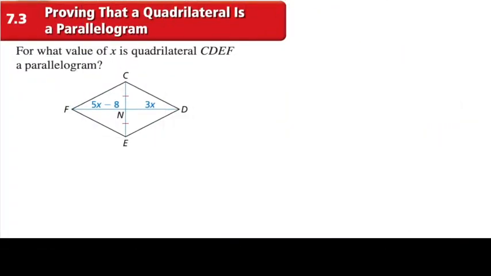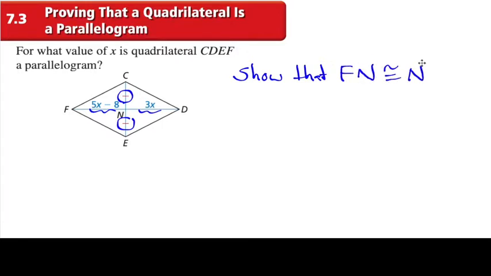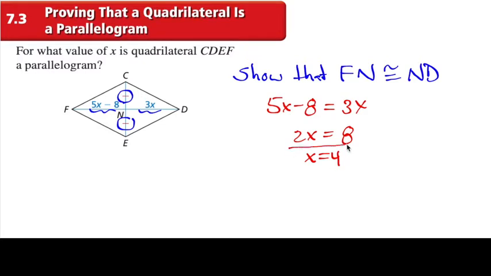And now we'll look at applying some of these other properties. They've already shown us that these two parts of the diagonal are congruent. It is up to us now to solve for x to show that FN is congruent to ND. So we set 5x minus 8 equal to 3x. We'll subtract 3x from both sides and add 8 to both sides. This gives us x is equal to 4.